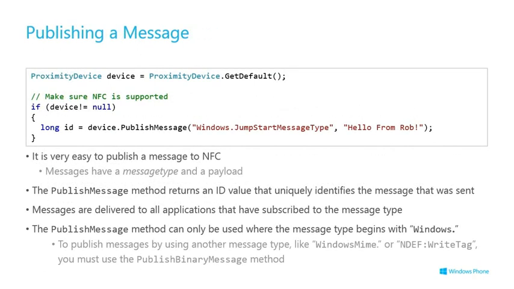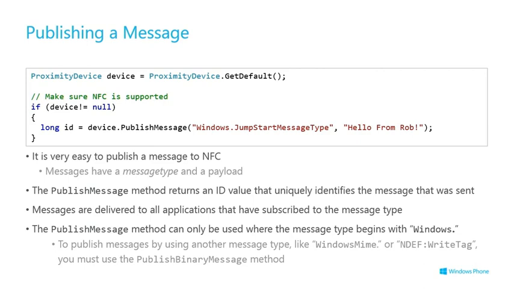So the first one, exchanging data. First of all, one side of it is going to be a message publisher. The API we're working with is this proximity device. You first of all call the get default method. That will return null if you haven't got NFC support on the device. But if you have got NFC support, you'll get an object back, and you can call the publish message method on that.